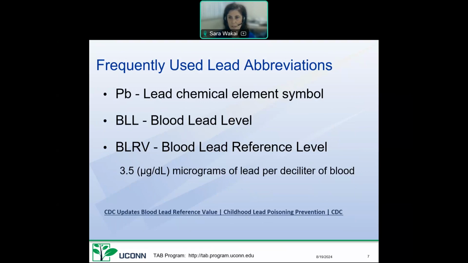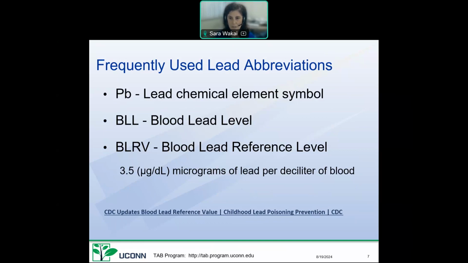When reviewing health data related to lead exposure, you may see lead represented as its periodic table symbol, Pb. You may also see the abbreviation BLL, which stands for blood lead level. BLRV refers to blood lead reference value. In 2021, CDC updated the blood lead reference value from 5.0 to 3.5 micrograms of lead per deciliter of blood to identify children with blood lead levels that are higher than most children's levels.